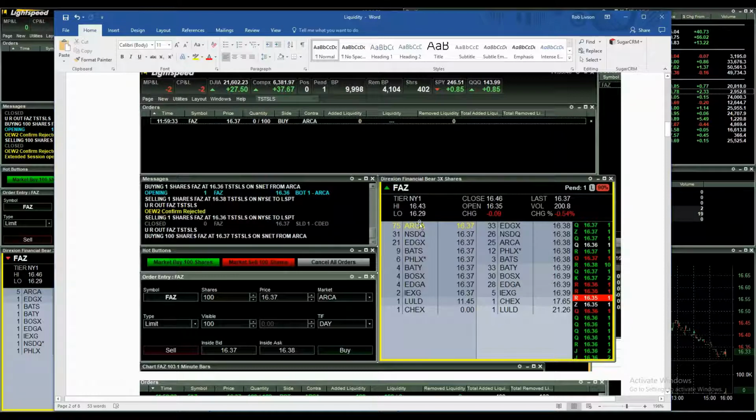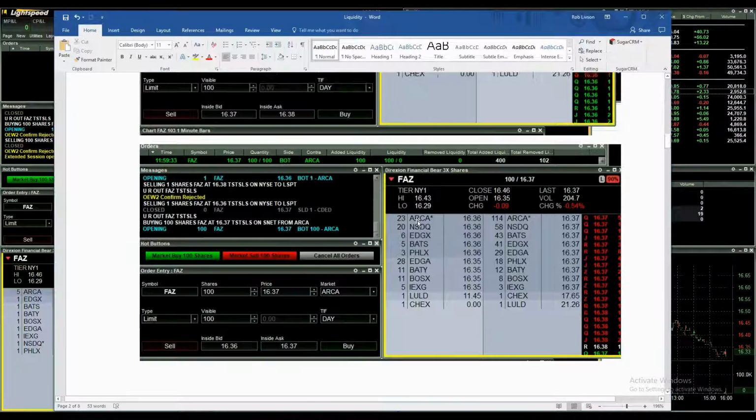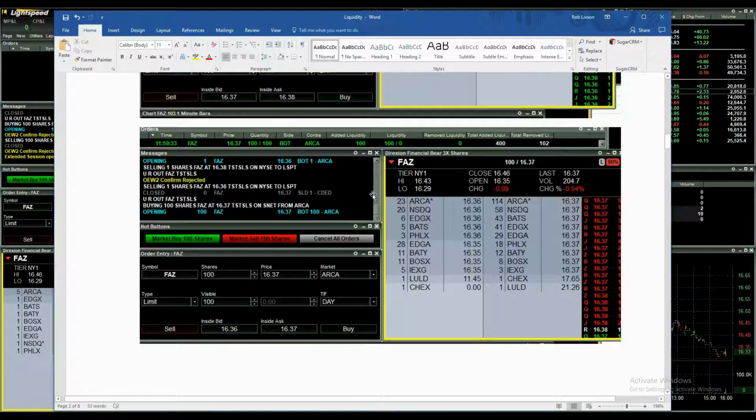So this order currently is sitting on the bid buying at 16.37. It actually quickly gets filled. You can see all the prints go off at 16.37. And you can see on my orders window, this order did get filled. So you can see 100 out of 100 bought at 16.37. And then we can see on my total here, 100 shares were added liquidity. So the system will tell you if that order qualified for the add liquidity or if it did not.